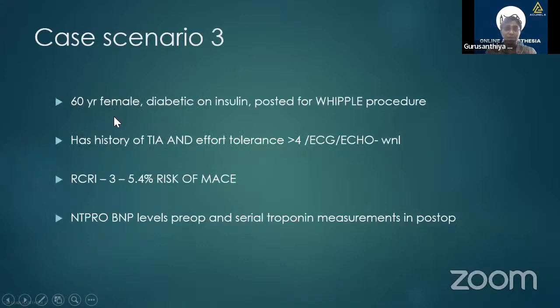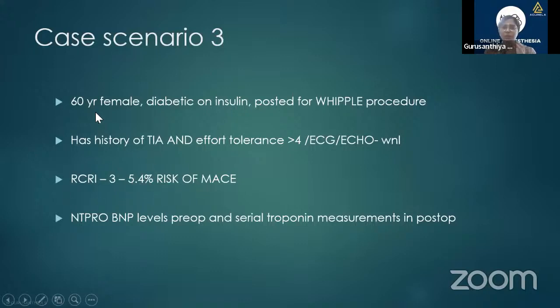Case scenario 3 is a 60-year-old female who is a diabetic on insulin, posted for Whipple surgery. This surgery is a high-risk surgery, and she has a history of TIA. So that makes RCRI 2, and as she is a diabetic on insulin, the RCRI is 3 points. The effort tolerance is more than 4 METs. ECG and echo are within normal limits. The procedure itself has more than 5% risk of MACE, and an RCRI of 3 carries a 5.4% risk of MACE.